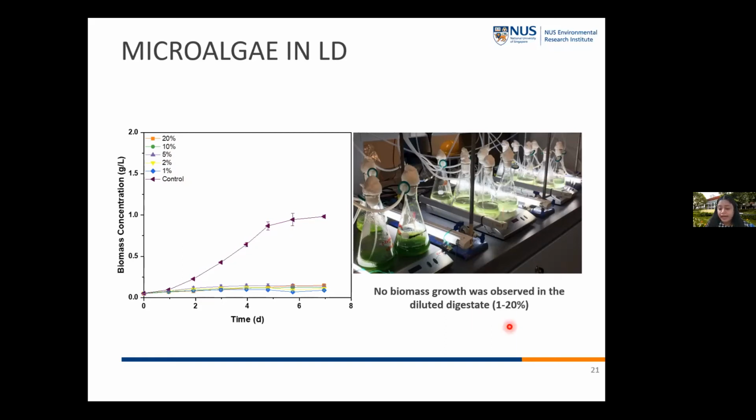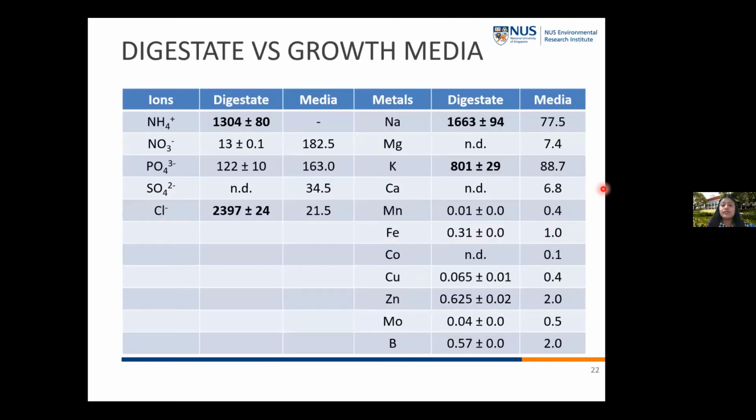So we took a step back and decided to look into the composition of the digestate, and we compared it with the growth media. What we found was very interesting. The digestate contains four main components, which are sodium, potassium, ammonium, and chloride, while the other components present in the growth media were lower than in the medium itself. So when we dilute the digestate further, these get even further diluted, and this could explain why our microalgae could not grow in the 20% to 1% digestate.